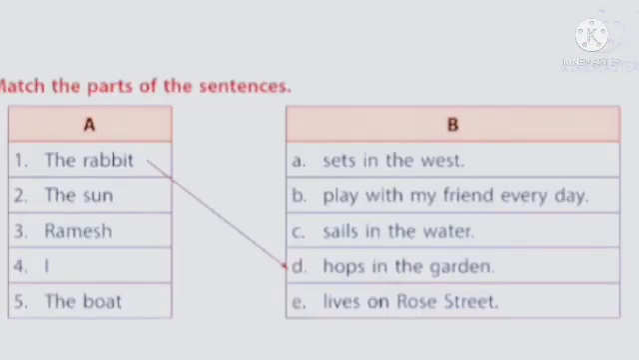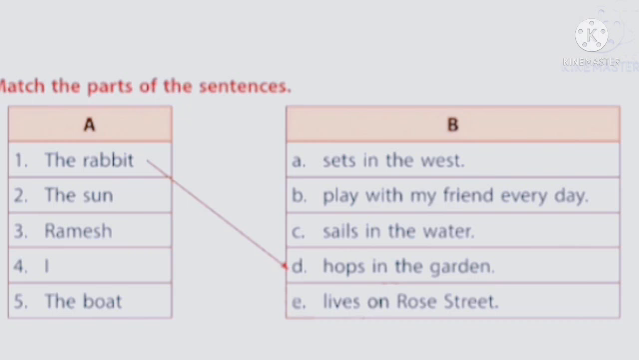Exercise C. Match the parts of the sentences. Here they are given 2 columns. In column A, they are given the words. First one, the rabbit, second one the sun, third one Ramesh, fourth one I, and fifth one the boat. In column B, they are given the rest of the words. A. Sits in the west. B. Play with my friend every day. C. Sails in the water. D. Hops in the garden. E. Lives on Rose Street.